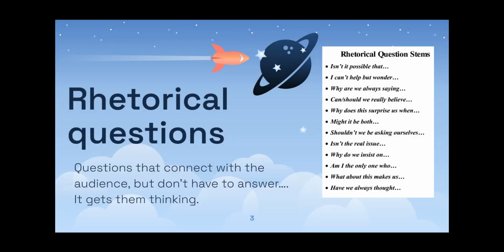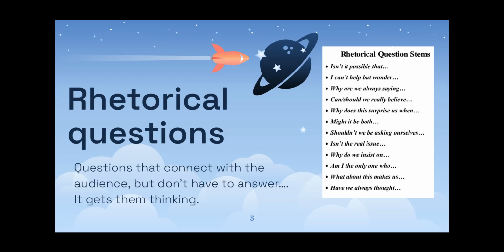Here are a few tools that you can use that we've spoken about previously in other lessons to help you do very well on your TED Talk. We still have those 3 A's to get an A coming up. So the first one is a rhetorical question. These questions are ones that connect with the audience, but you don't have to answer them. They just get the audience thinking.